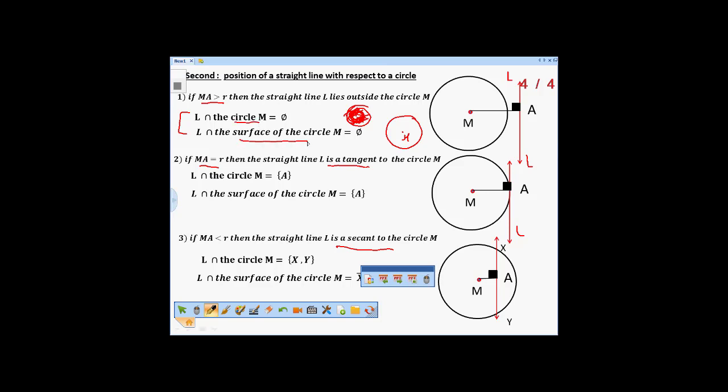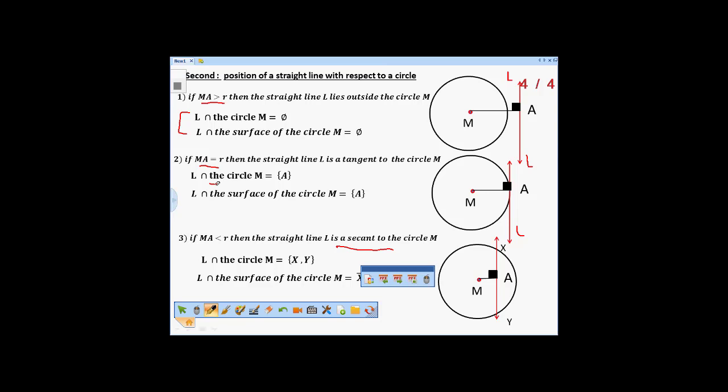Let us see what is the intersection between L and circle M, and L and the surface of circle M. Here, L intersection circle M is equal to phi. And L intersection the surface of circle M also equals phi, because I have here no intersection between this straight line and circle.